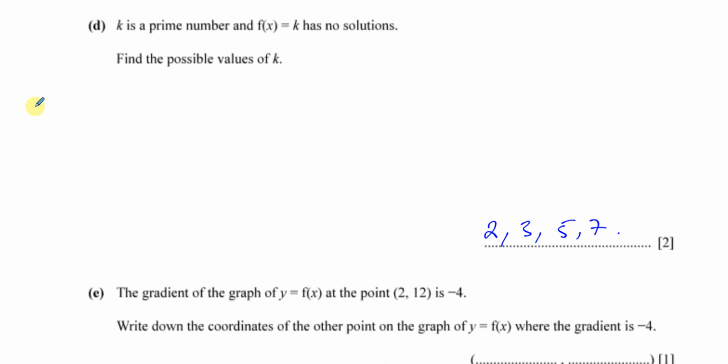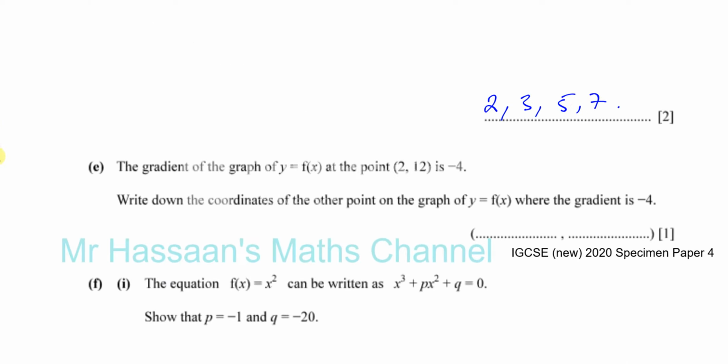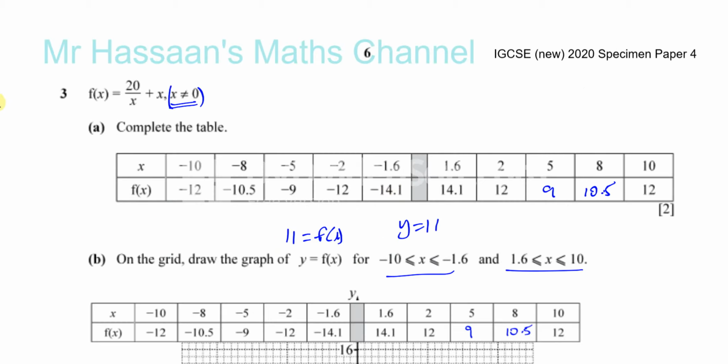So there's the answer to part D. Then it says the gradient of the graph y equals f of x at the point (2, 12) is minus 4. Write down means you don't have to calculate or do any drawings. Write down the coordinates of the other point of the graph y equals f of x where the gradient is minus 4. Now we can see there's some sort of symmetry to this graph.